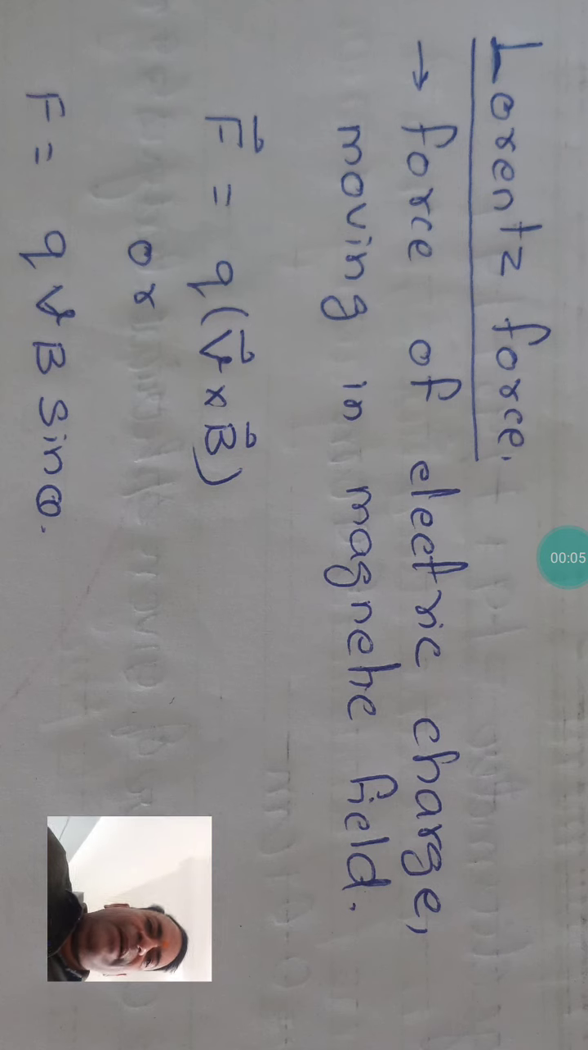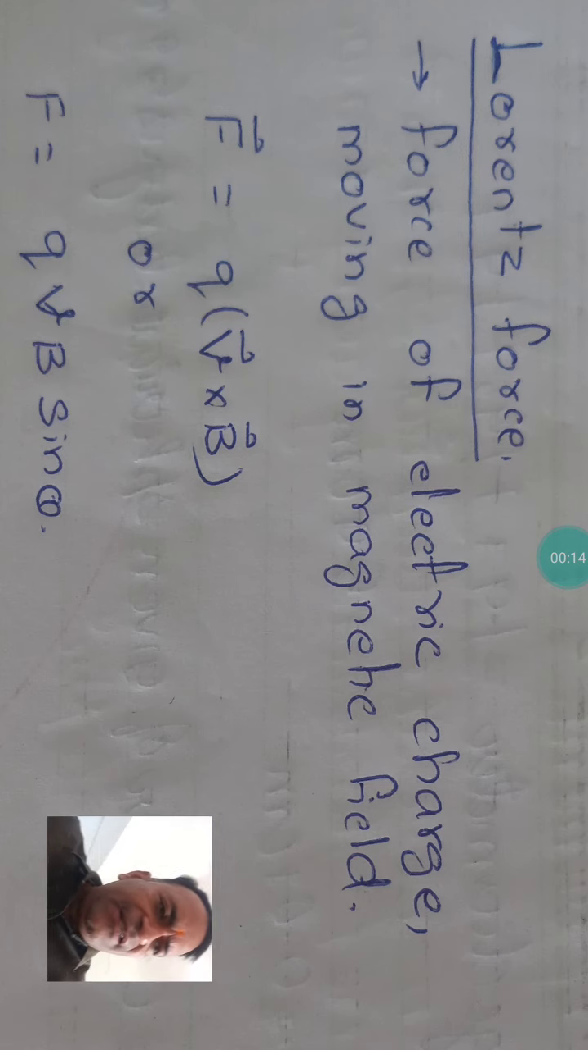Today in the topic of magnetism, we are going to learn about the Lorentz force. The first step in the chapter of magnetism was to calculate different magnetic fields. Which laws have we used to find the magnetic fields? Number one is Biot-Savart's law and number two is Ampere's circuital law.